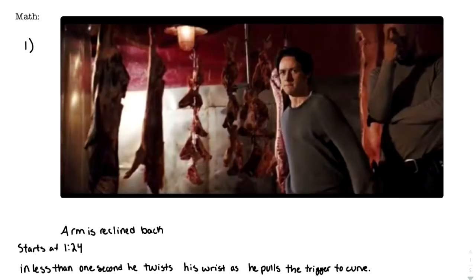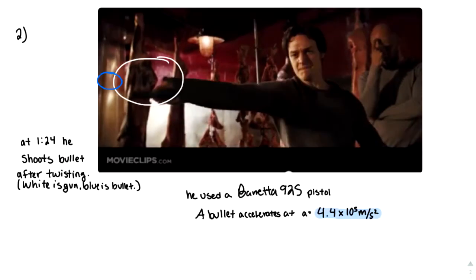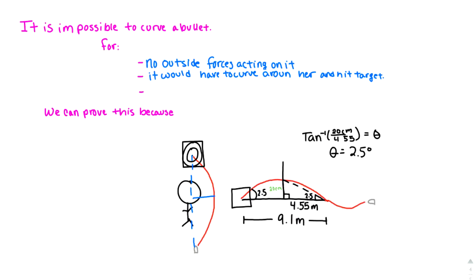Wesley whips his arm from behind him quickly and fires the bullet at Fox. The pistol is whipped in such a way that the bullet is observed curving around Fox and the pig and eventually hitting the center of the target behind them. The bullet accelerates at 4.4 times 10 to the 5th meters per second squared and has a spin from the muzzle of the barrel. The only forces acting on the bullet are gravity and air resistance.